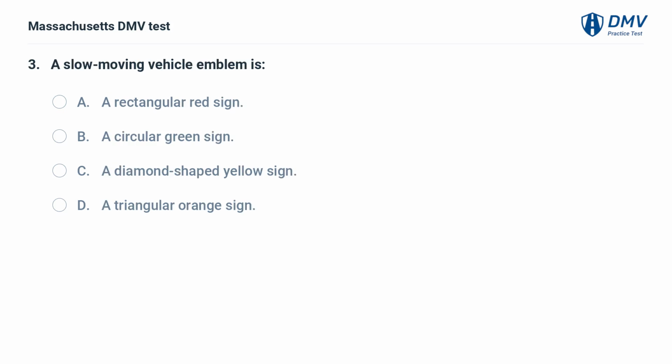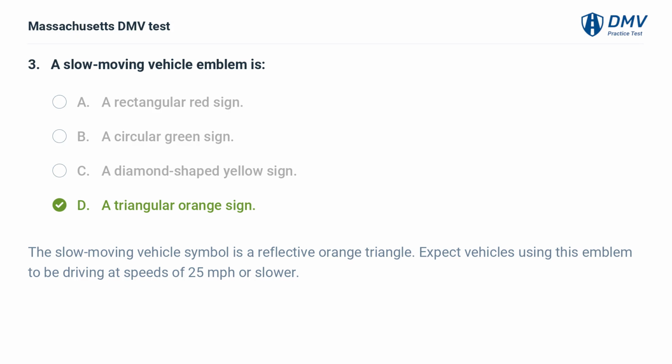A slow-moving vehicle emblem is A. A rectangular red sign. B. A circular green sign. C. A diamond-shaped yellow sign. D. A triangular orange sign.